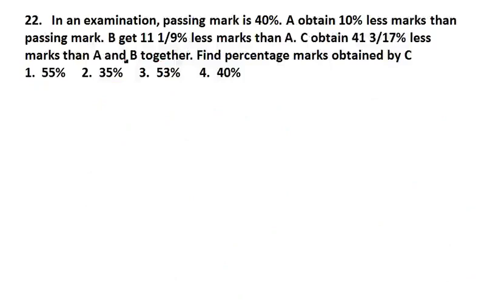Let's move ahead. In an examination, passing mark is 40%. A obtained 10% less mark than passing mark. Okay. B gets 11 1/9% less mark than A. C obtained 41 3/17% less mark than A and B together. Okay. Now look guys, here it is saying C obtained this much percent less, but it is less than the marks of A and B together. Okay, this point is important. Find percentage mark obtained by C. So it is basically asking C's percentage.